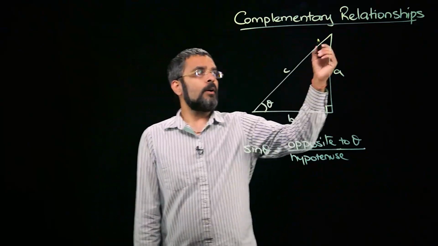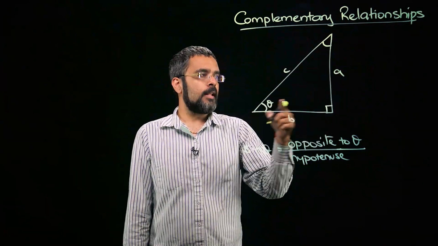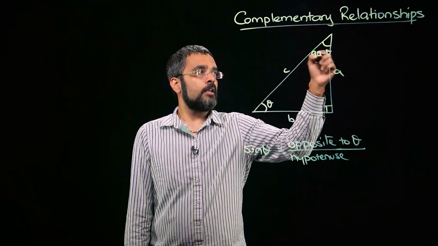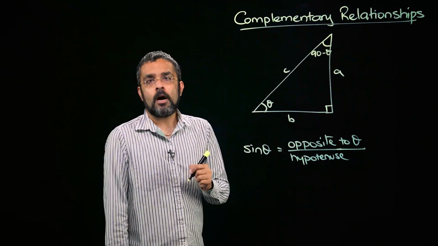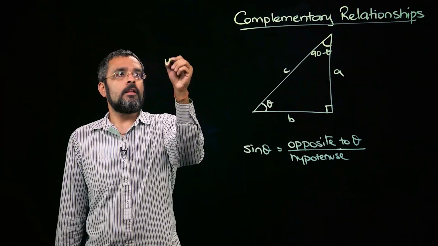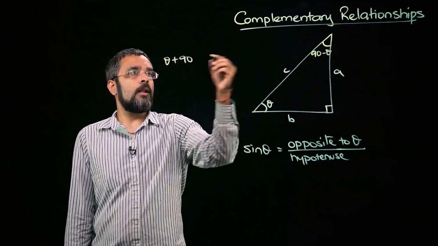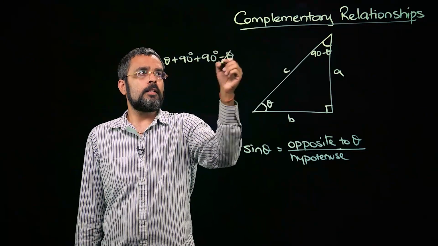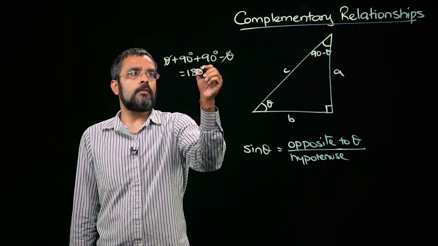But now if you think about this angle here, if this is theta, this is 90, then this angle is 90 minus theta, right? Because all of these have to add up to 180 degrees. So if you just do a check here, theta plus 90 plus 90 minus theta, these two will cancel out, and that gives you 180 degrees, right?